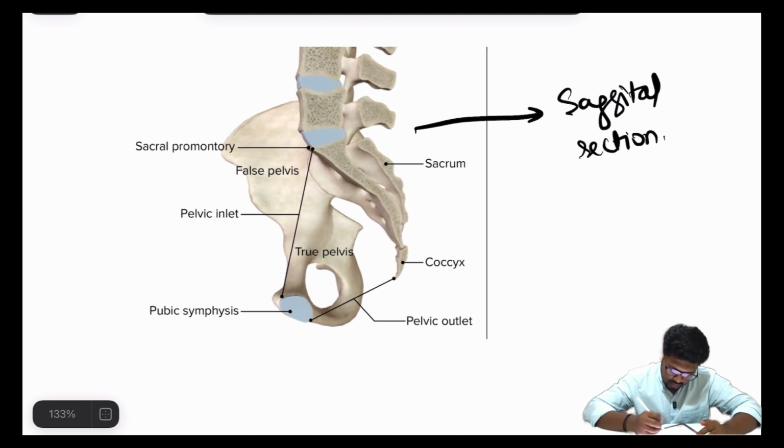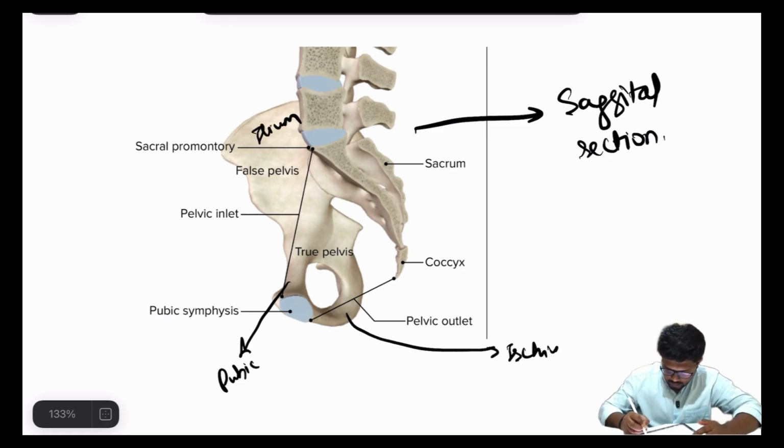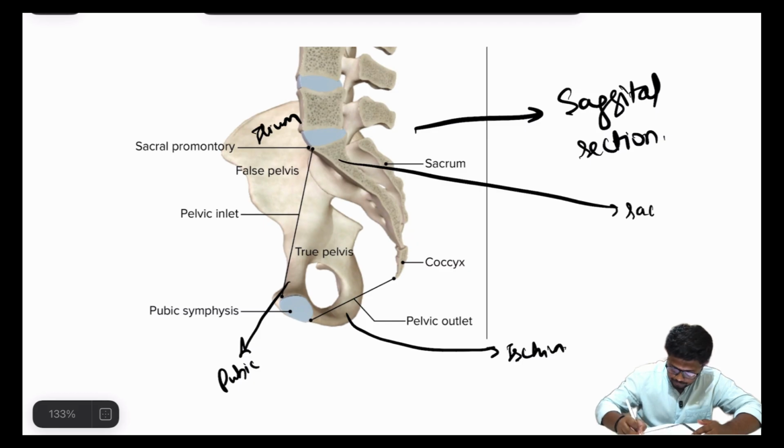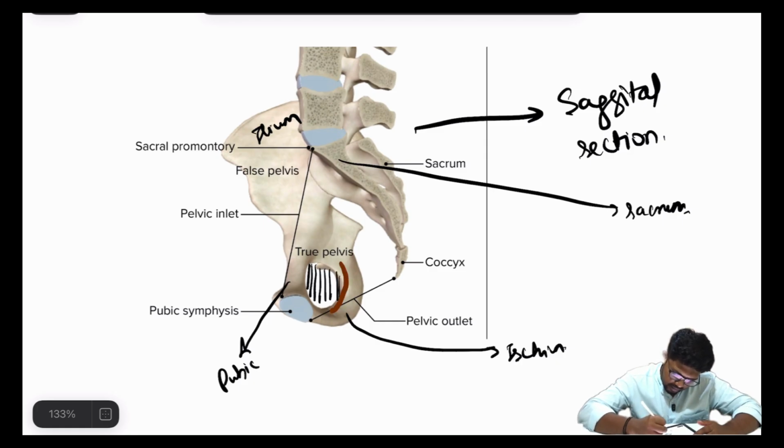So in this you can see, this is pubis, pubic bone, this is ilium, this is ischium, and this is sacrum. And this is obturator foramen, which is covered by obturator membrane. Above this, there will be one muscle present. That is what? Obturator internus muscle.